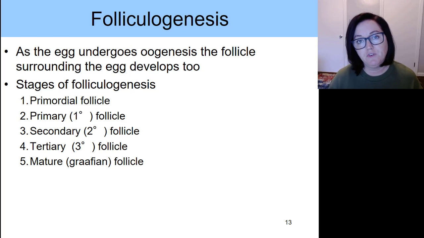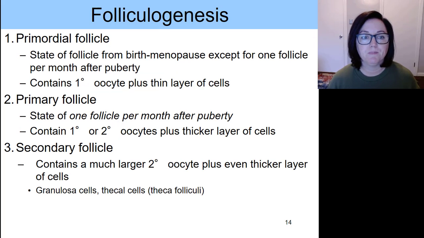There are stages to folliculogenesis, and some of these have kind of similar names to those in oogenesis. We're going to start off with a primordial follicle, and then we have a primary follicle, secondary follicle, tertiary follicle, and then a mature or Graafian follicle. So these are the different stages that the follicle goes through during its development process.